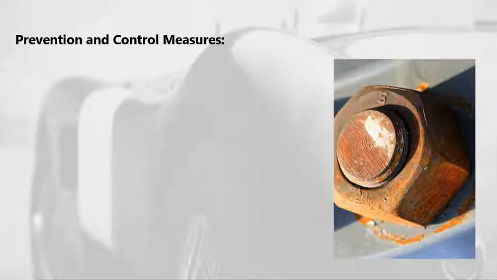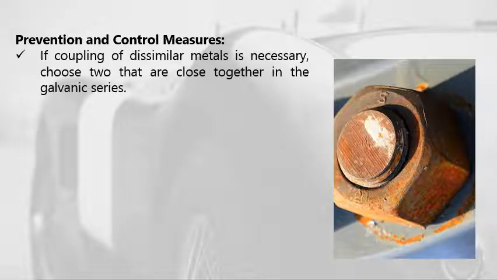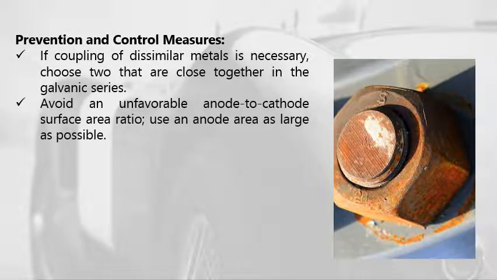Some ways to prevent and control galvanic corrosion are: if coupling of dissimilar metals is necessary, choose two that are close together in the galvanic series. You can find the galvanic series on the internet and see the relationship between the metals, how close they are in that table in the galvanic series.